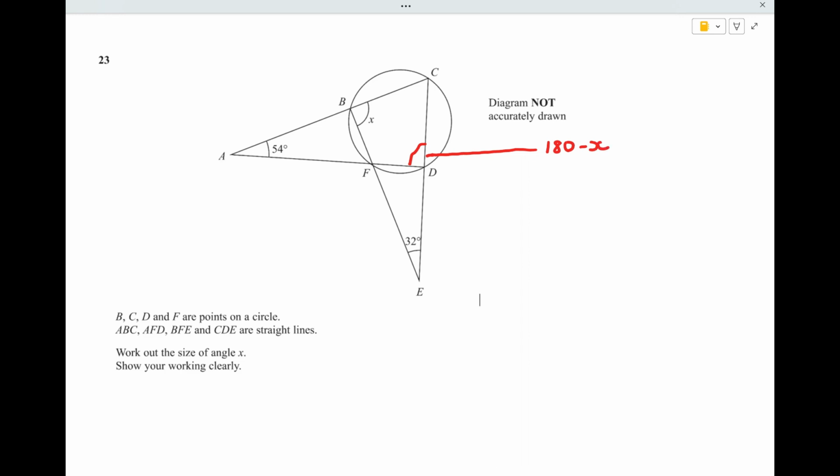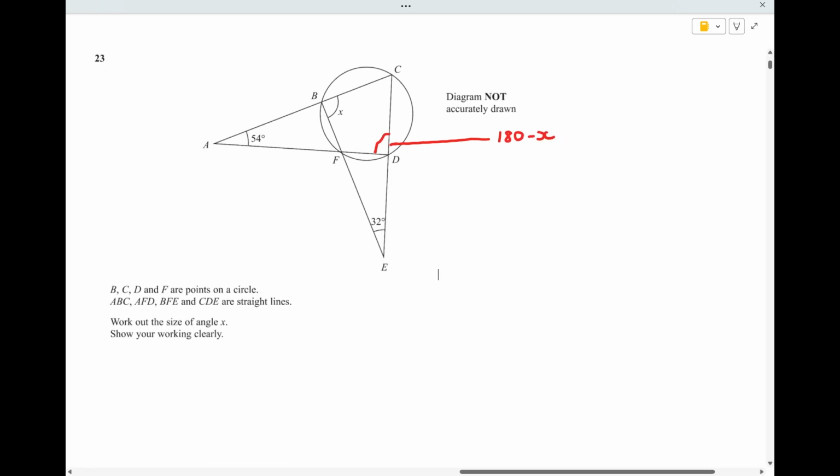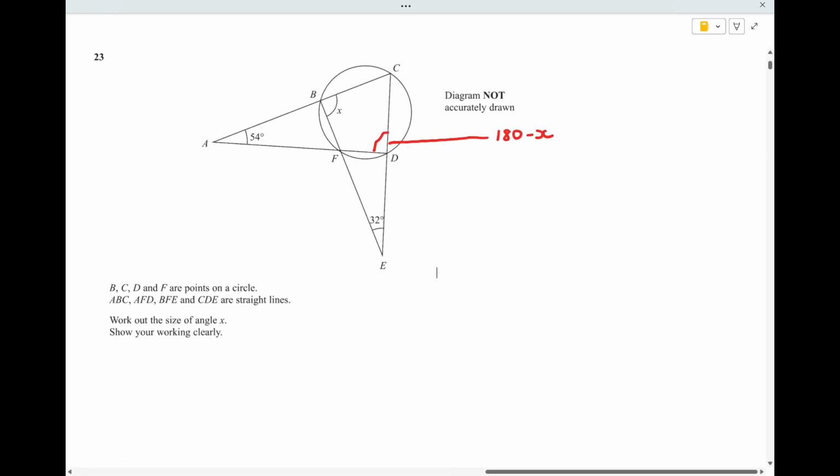Now, what else do I see? Not a lot yet. I'm going to read the question. F, C, D and B, C, D, and F are points on a circle. Yes, they are. And those four are straight lines, and they each look like straight lines. Work out the size of angle X. That's what I'm targeting. Show your working clearly.